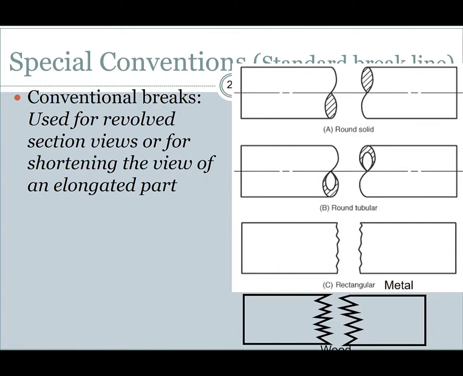This example shows you the conventional break lines. Depending on the shape of the object and the material of the object, you actually can apply the different conventional break lines into the very long object to shorten the object. So the first one shows a round solid. The second one is the round tubular. The next one demonstrates the short break line applied to a metal part. The last one is applied to the material as wood.